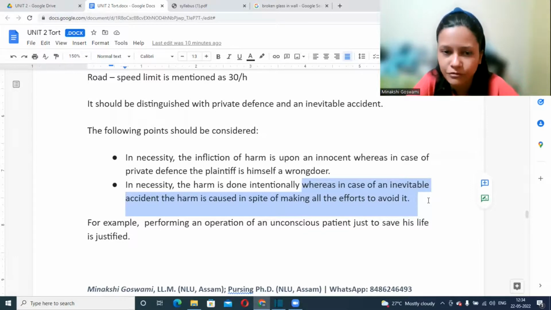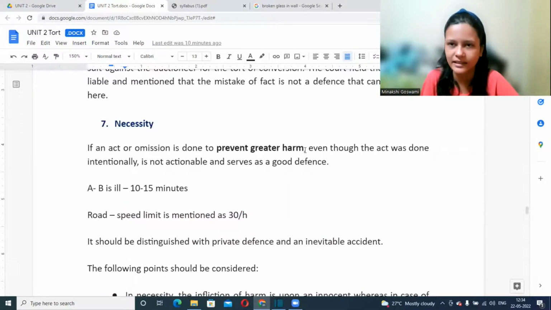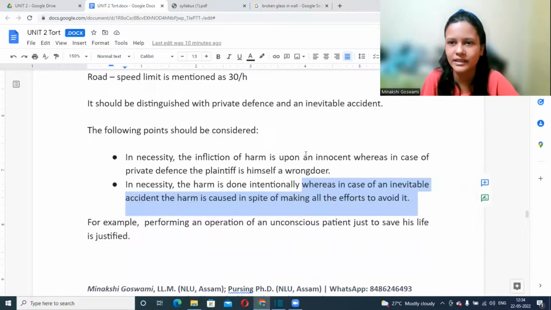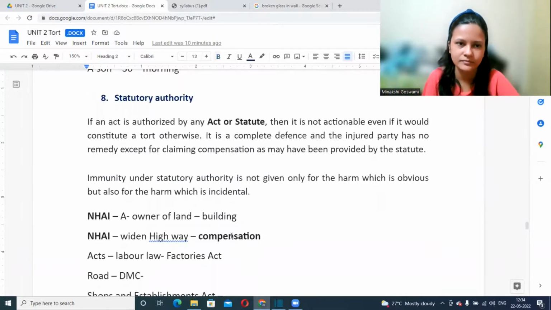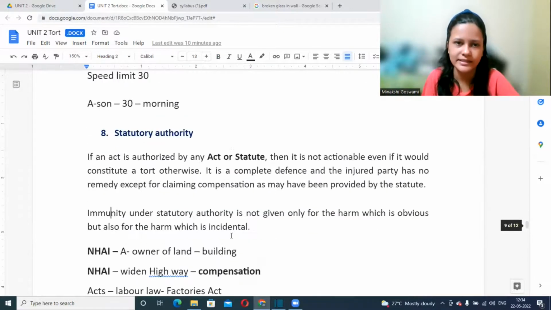For example, performing an operation on an unconscious patient just to save his life is justified. The person is unconscious, the person is anyways going to die, and the doctor knows it if some preliminary things are not done. So in such a case, the doctor does that. We might consider that as necessity: anyways the person is going to die, so rather they would treat him without doing the necessary investigation. So this is nothing but necessity.